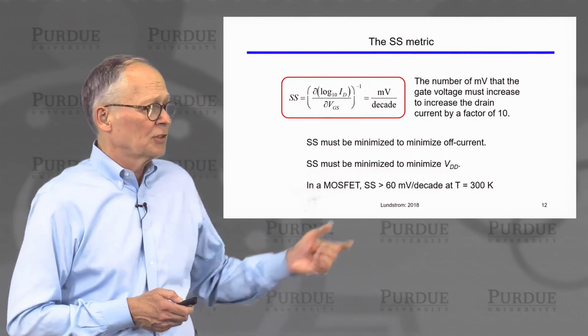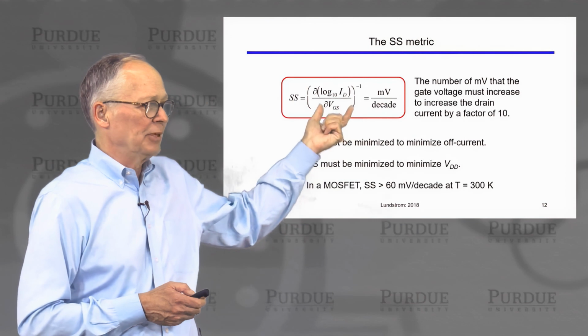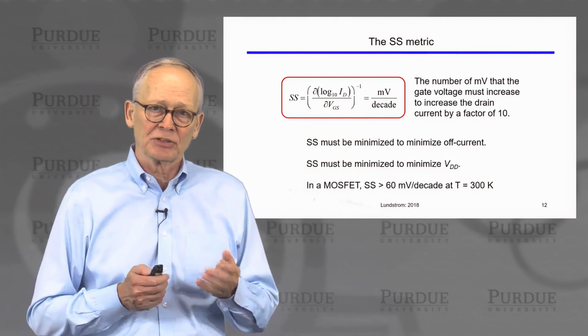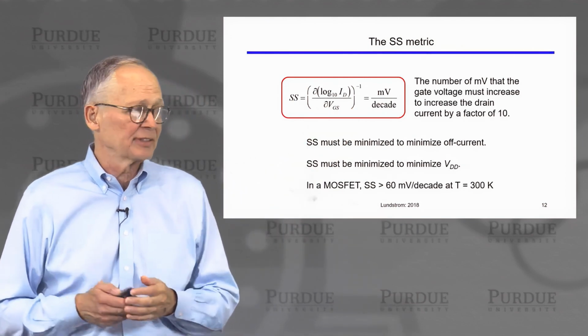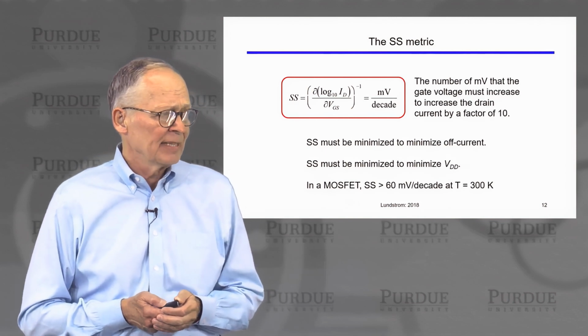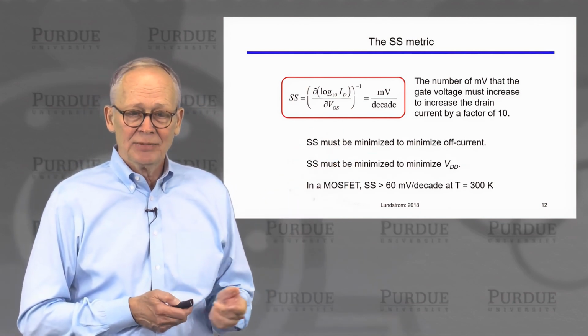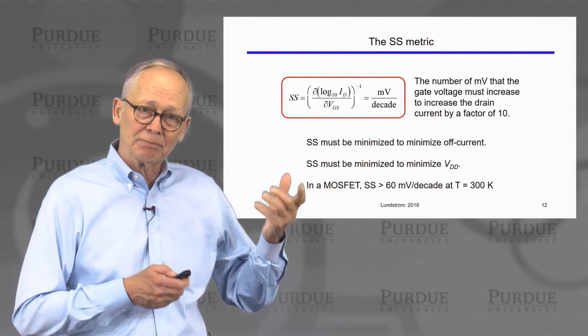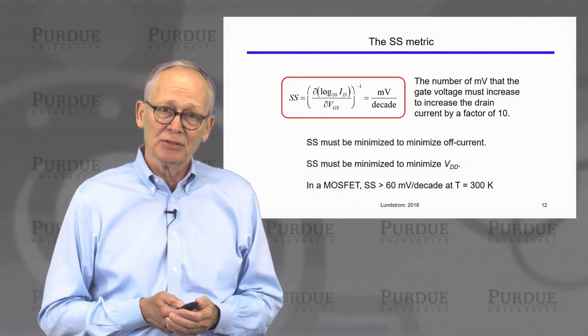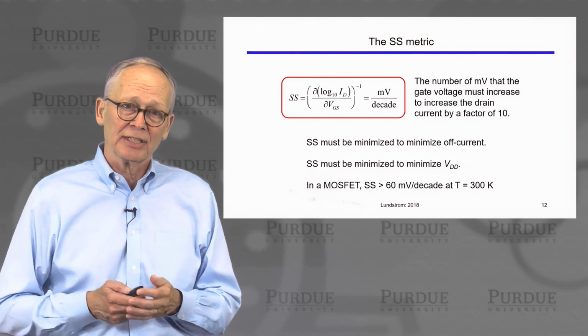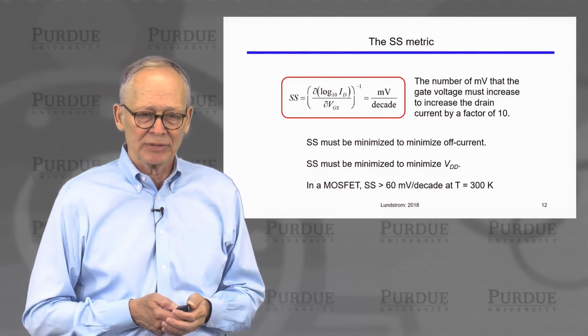current. So the subthreshold swing can be determined simply by taking 1 over the slope of this log drain current versus gate voltage characteristic. We need to minimize it to minimize the off current. We need to minimize it to minimize the power supply voltage that we need to use in order to get the on current that we need at maximum gate voltage.